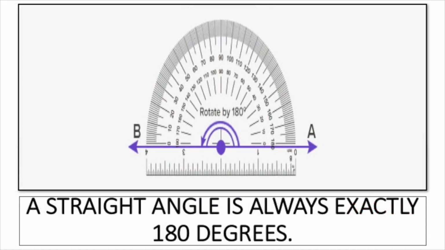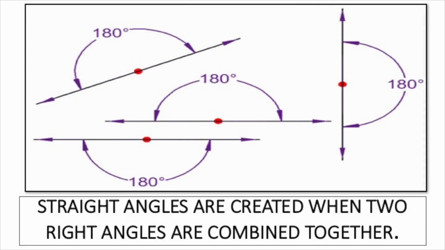A straight angle is always exactly 180 degrees. Okay, so remember, a right angle is 90 degrees. The straight angle is two right angles together, which 90 and 90 makes 180 degrees. Straight angles are created when two right angles are combined together.